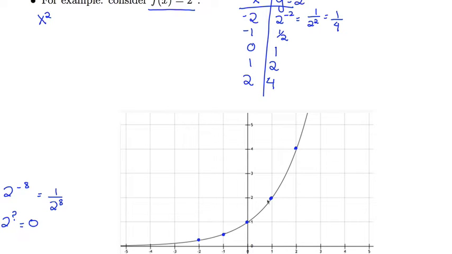On the positive side, when you take x to be bigger and bigger in the positive direction, the y values get big really, really quickly. They grow exponentially. That's a characteristic of exponential functions.